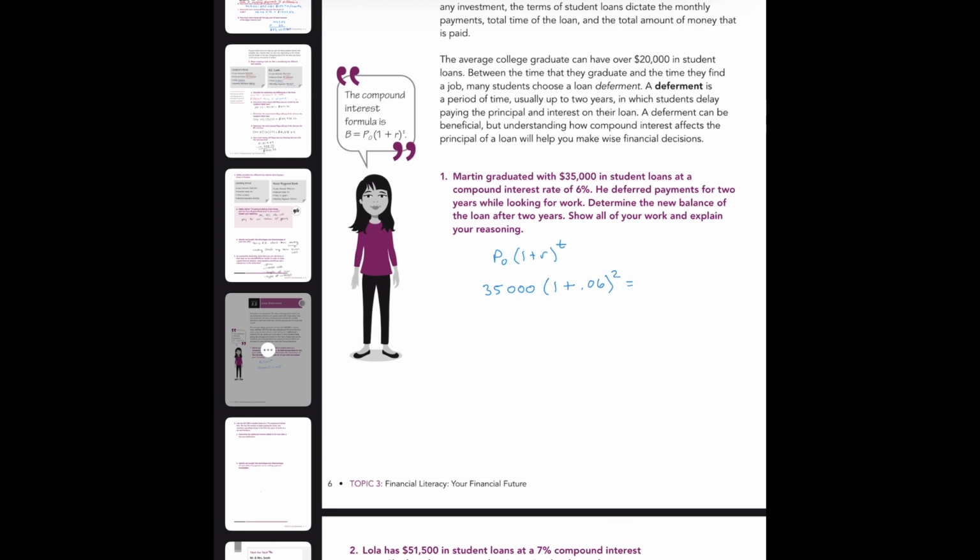So if we put that in the calculator, we're going to find that the new balance is $39,326. So by putting off starting his payments for 2 years, the balance of what he owes has gone up by $4,326, an increase for what he now owes on that loan. So that's a big, significant difference.